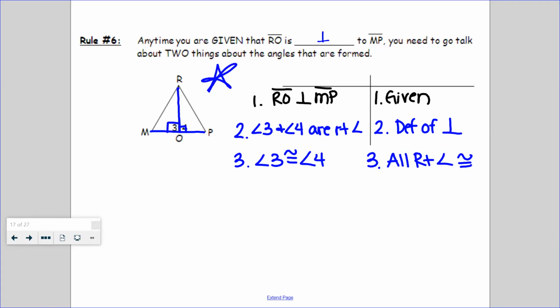Please put a big star by this. We use this a lot in these proofs, and it's a lot of steps every time there is perpendicular. Every time you see perpendicular lines, you're going to have to write this down. So that's why that green sheet, that cheat sheet in front of you, will be perfect as you're working through your proofs today.